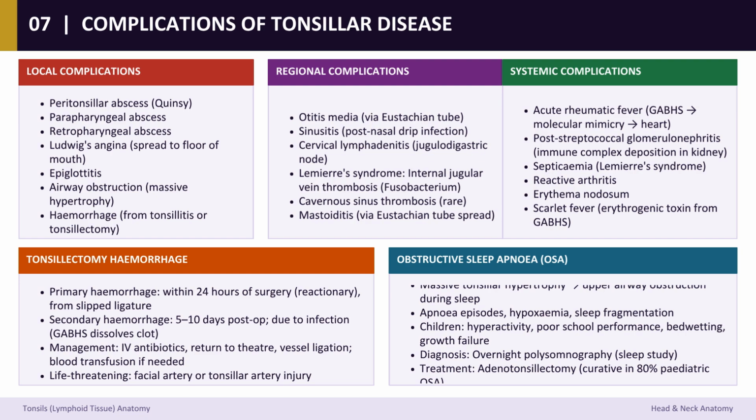What is obstructive sleep apnea? It is when there is massive tonsillar hypertrophy or upper airway obstruction during sleep. Apnea episodes, the patient wakes up, hypoxemia, oxygen concentration decreases in the blood. Sleep fragmentation. In children it causes hyperactivity, poor school performance, bedwetting, and growth failure. Diagnosis: overnight polysomnography, sleep study. Treatment: adenotonsillectomy, curative in 80% of pediatric obstructive sleep apnea.